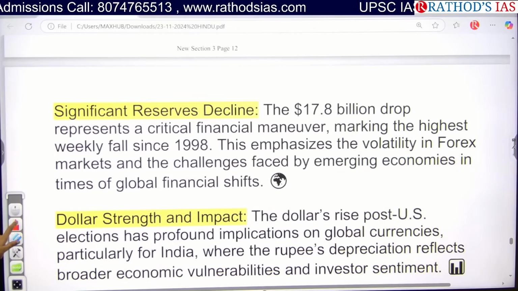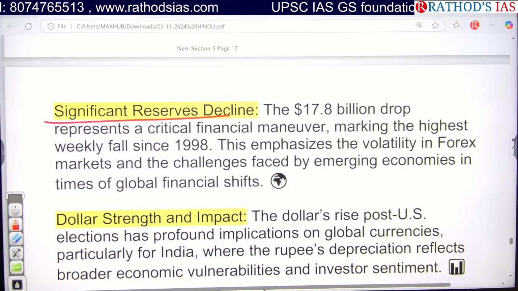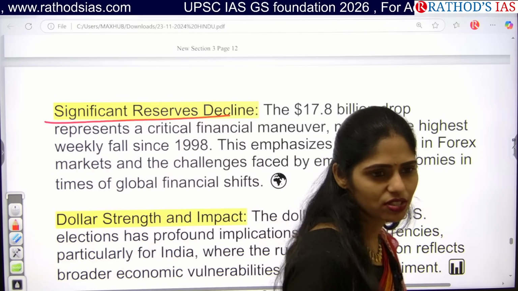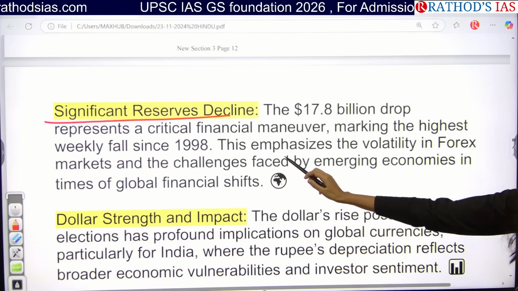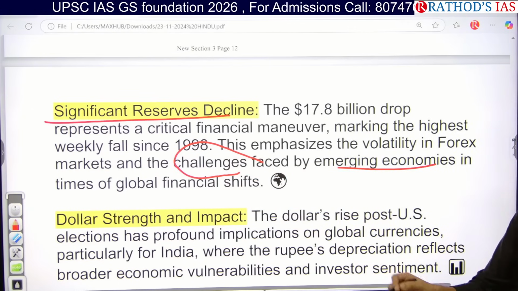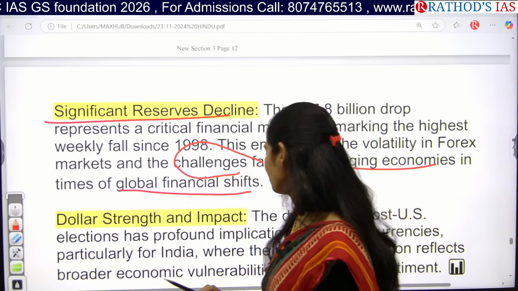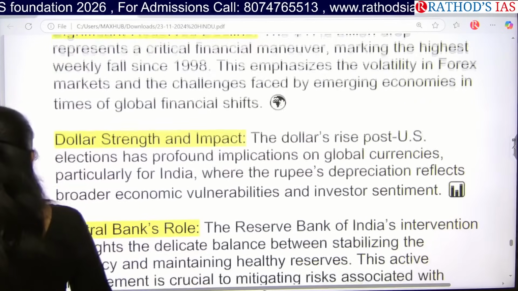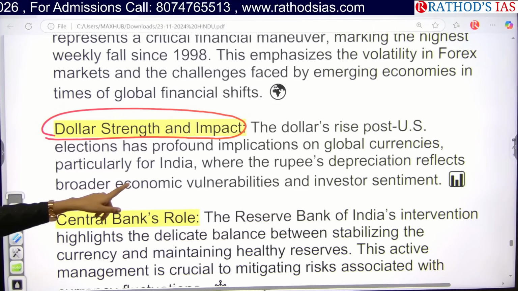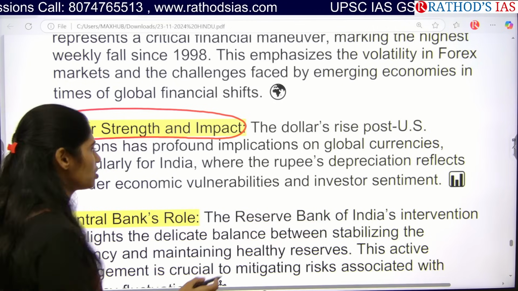Okay. So actually this article is saying that there is a significant reserves decline in our country. So here we can understand that there is a lot of volatility in the forex reserves of the country. Because of that, we will have a lot of challenges to face, especially in emerging economies like developing countries, economies like India in this global financial shift. And whenever there is decreasing of reserves, there is strengthening of dollar. So because of this, it will have an impact on our Indian rupee. So Indian rupee value is decreasing. That is called depreciation.